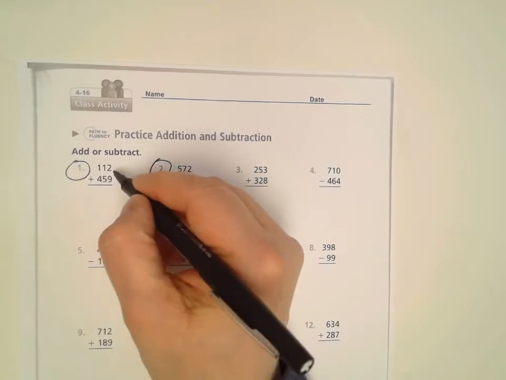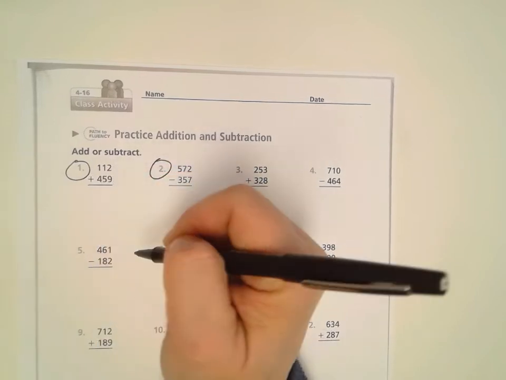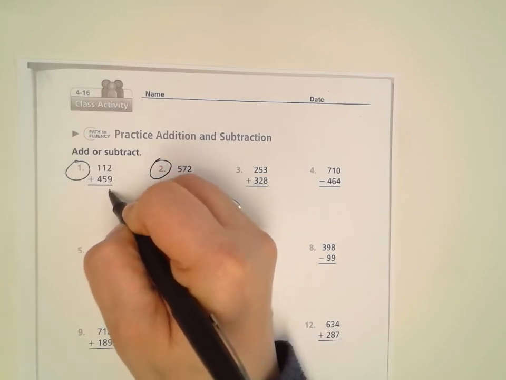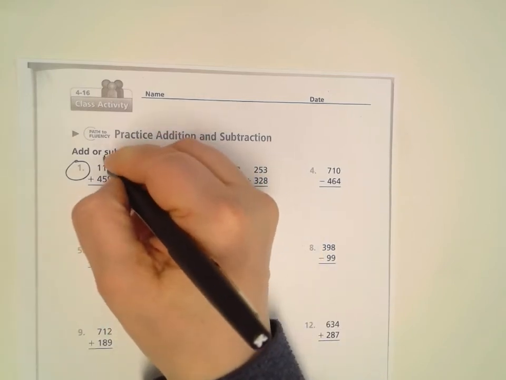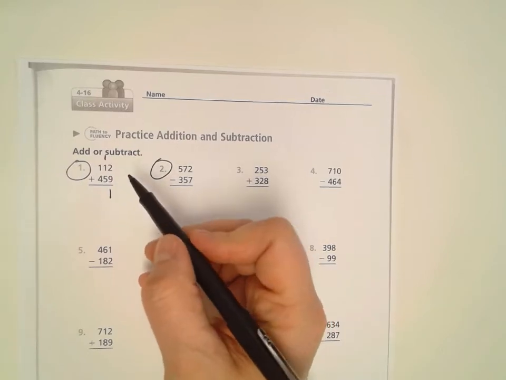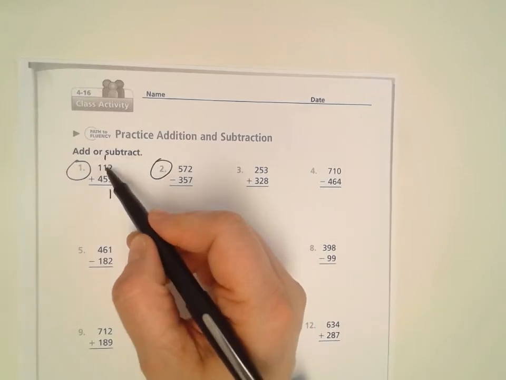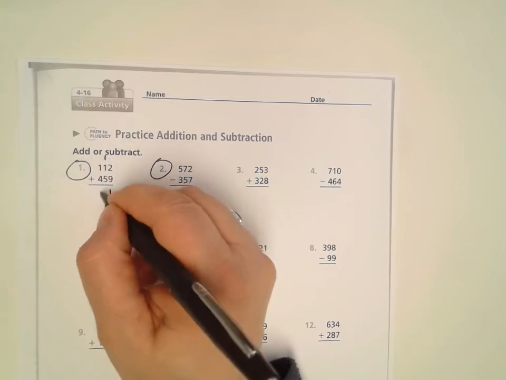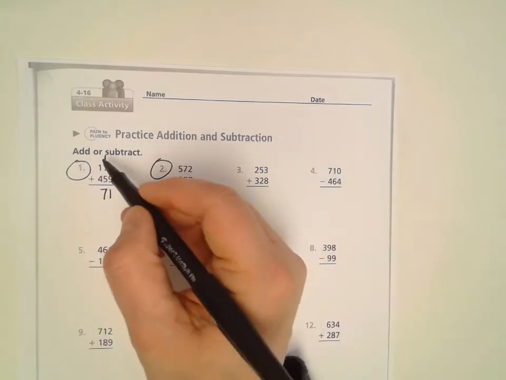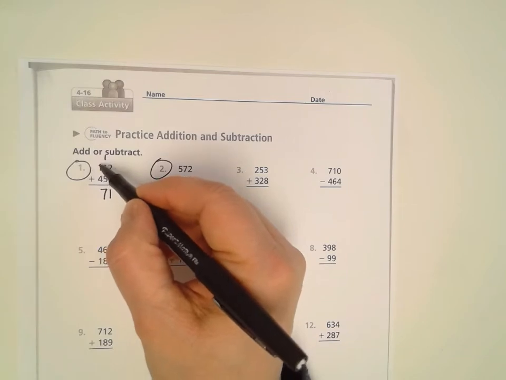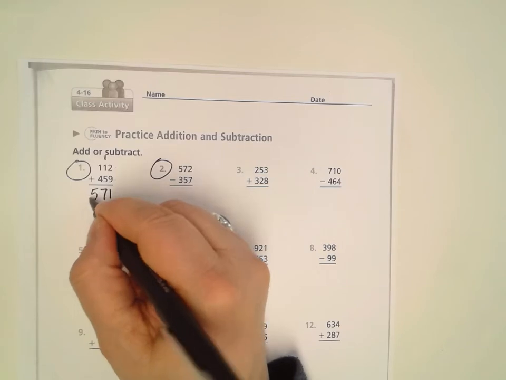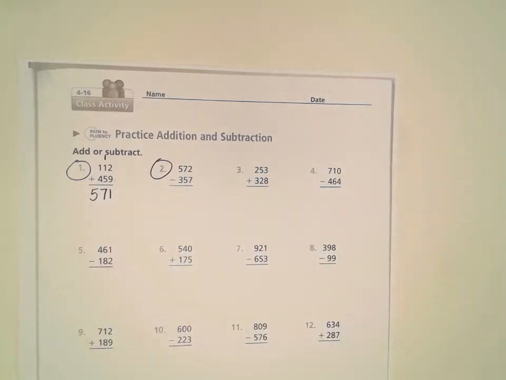So 2 plus 9 is 11, but we can't have 11 ones, so we're going to have 1 one, and then take that 10 from that 11 and add it to the tens. So 1 ten plus 1 ten is 2 tens, plus 5 is going to give me 7 tens. And then we're going to look at the hundreds. 100 plus 400 is 500. So 571 is going to be my answer for that one.